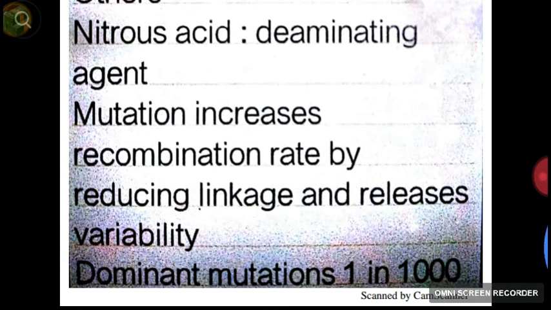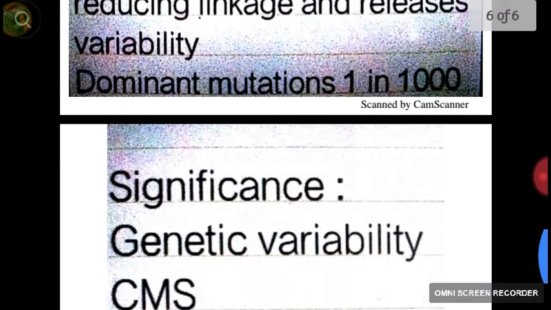How do mutations work? Mutations increase the recombination rate by reducing linkage. Linkage is mostly seen where desired genes are linked with undesirable genes. By reducing linkage and increasing recombination frequency, mutations release variability. Dominant mutation frequency is 1 in 1000.